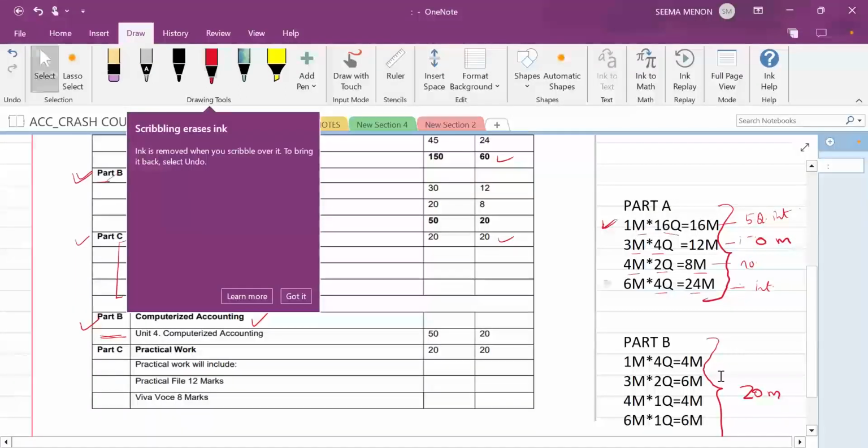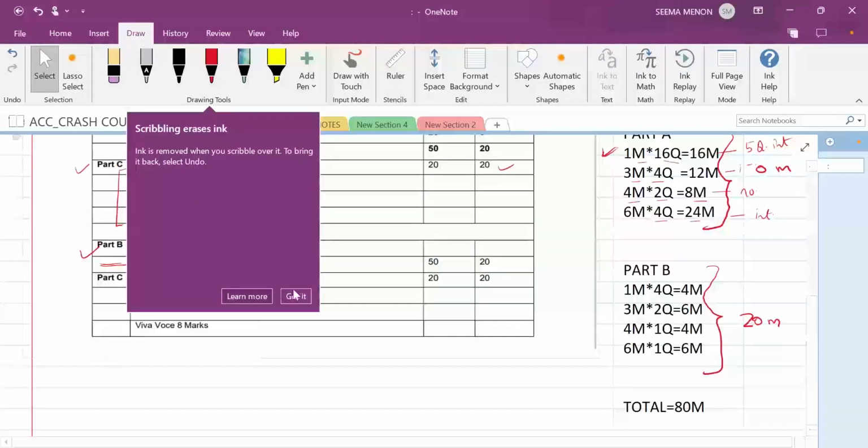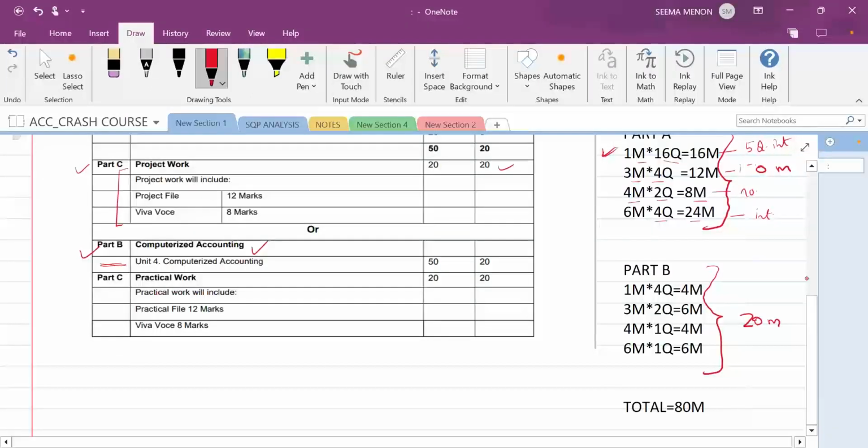Then coming to part B. Part B again has 1 mark questions, which is 4 questions, and out of those, 1 question will have an internal option. The 3 marker question has no internal option. For the 4 marker question, there is only 1 question with an internal option, and that is always from the comparative and common size statement.